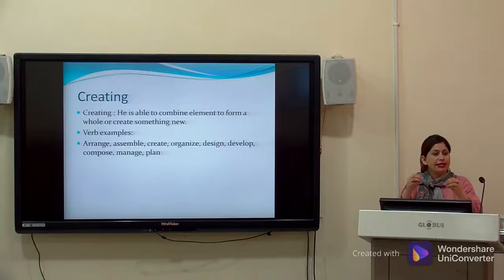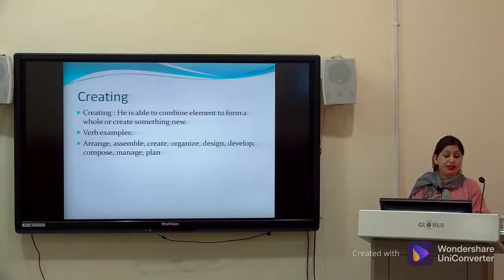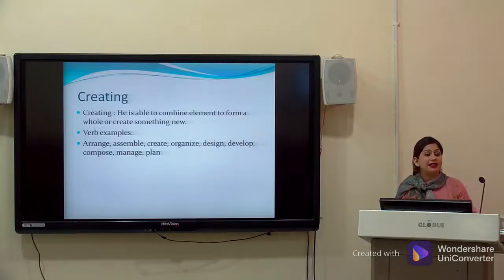How will the teacher assess whether the learner has now acquired the creating level? The action verbs will be used. If the learner is able to arrange the concept, to organize, to develop a new concept, to compose or plan a new concept, then we can say he has acquired the last level in the hierarchy of the cognitive domain. That is the creating part.